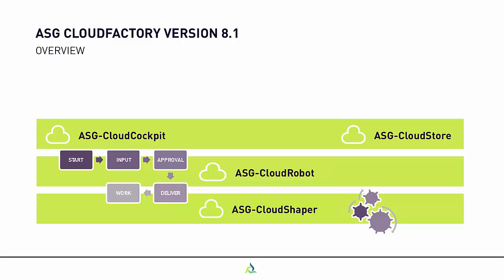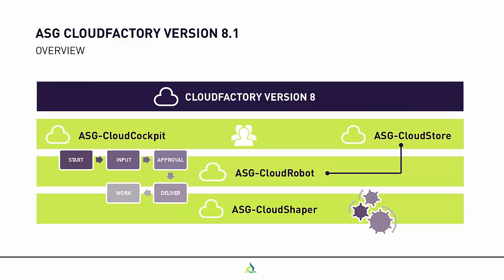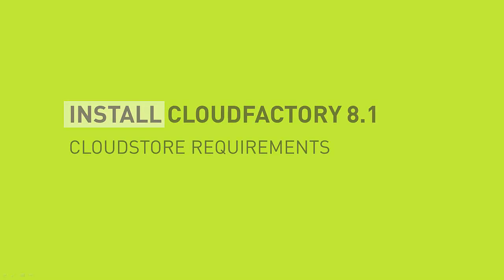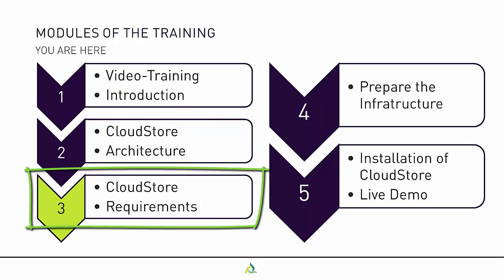They work together, and of course the interaction between store and robot happens naturally for provisioning and deprovisioning of services. So that gives an overview of how users interact with the Cloud Factory stack and its modules. It always starts from the Cloud Cockpit to store, robot, app mirror, and other components. So that leads to the requirements part, which is the third module of the installation.